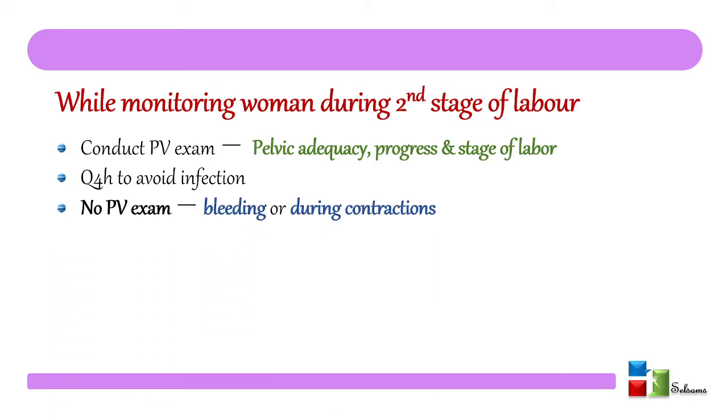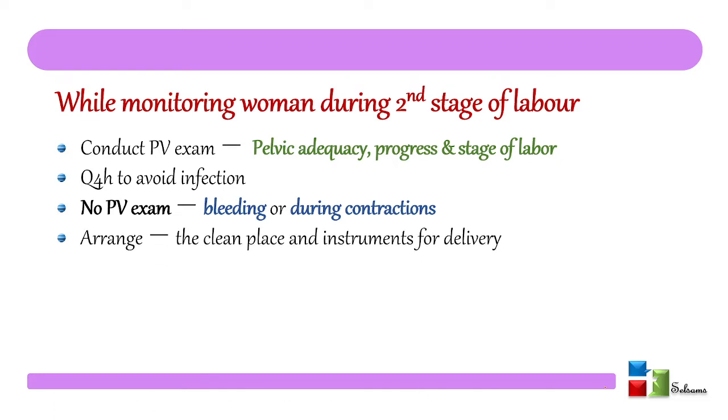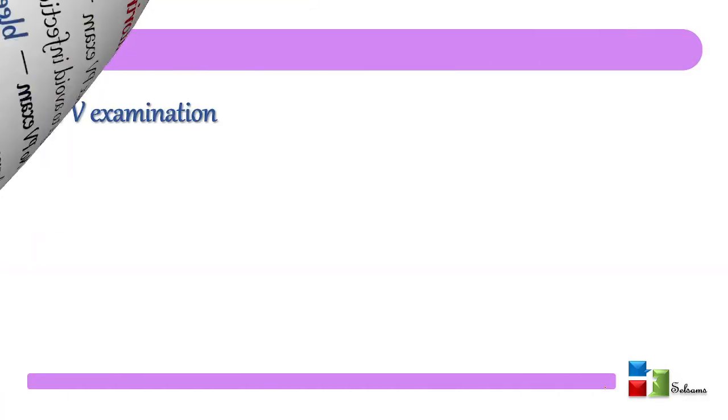Remember, don't conduct the per vaginal examination if the patient has pain or constrictions because that may give you a wrong reading. And if the patient has bleeding per vagina, especially in the cases of placenta previa, otherwise abruptio placenta, you may induce bleeding by doing PV. So hence you are not supposed to do per vaginal examination in those patients. Arrange the place and instruments for the delivery.